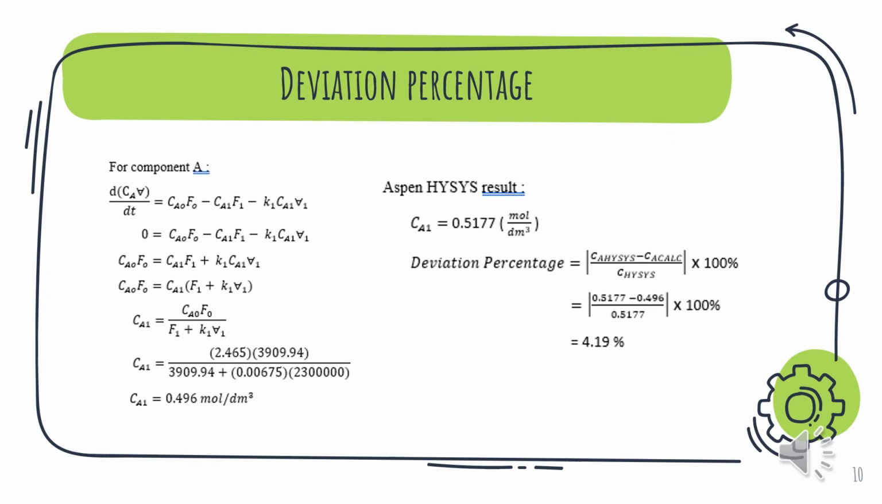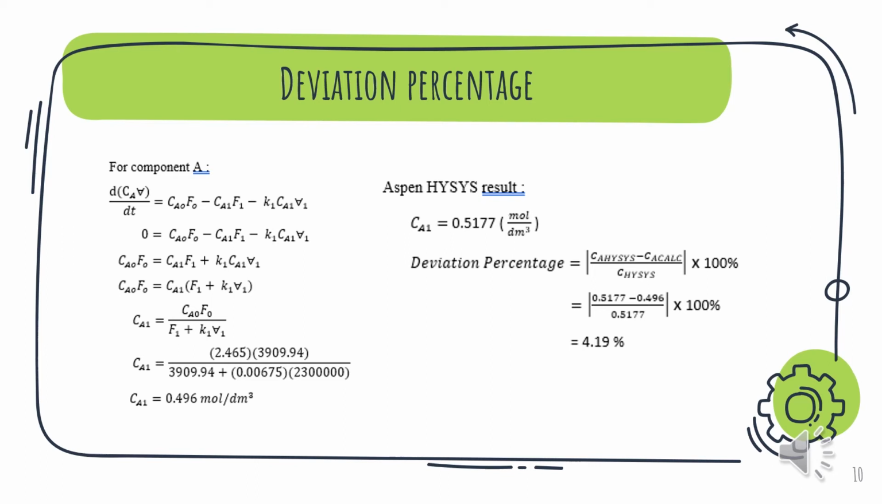Based on the model equation constructed, we can find the concentration of the component. For component A, based on manual calculation, we find that the concentration of A in CSTR1 is 0.496 mol per dm cube. However, based on Aspen HYSYS result, the concentration of A in CSTR1 is 0.5177 mol per dm cube.